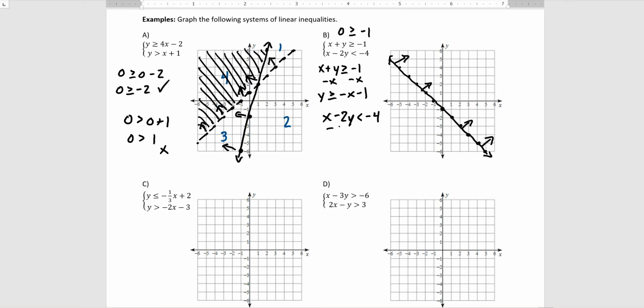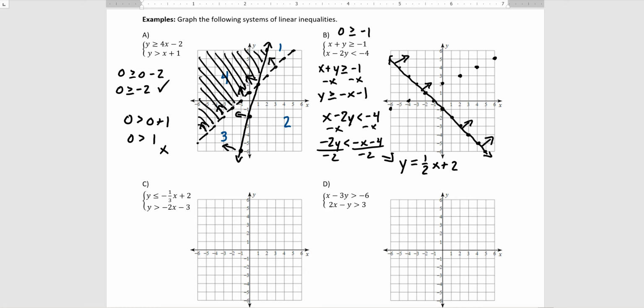So subtract x, I'll have negative 2y is less than negative x minus 4. Divide by negative 2, divide by negative 2. And I find this to be y equals 1/2 x plus 2. Very good. So 1/2 x plus 2, my y-intercept is 2. My slope of 1/2 tells me up 1, right 2, up 1, right 2, up 1, right 2, down 1, left 2, down 1, left 2, down 1, left 2.